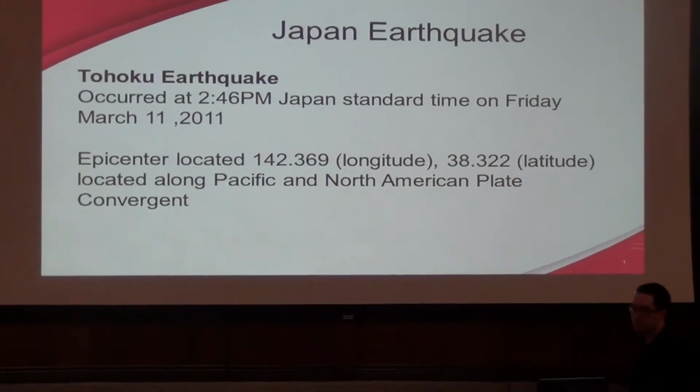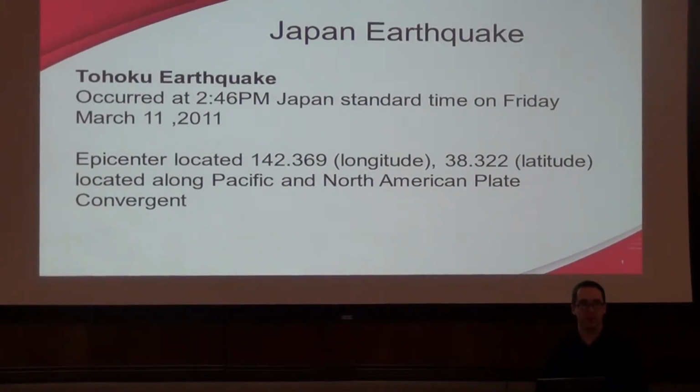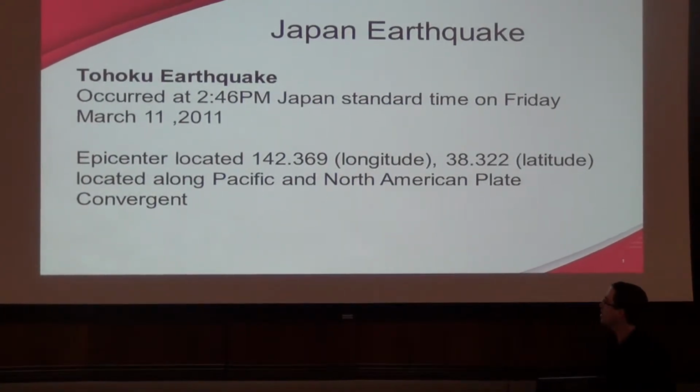This is some information about the Japan earthquake that I actually used. It's called the Tohoku earthquake. It occurred at 2:46 p.m. Japan Standard Time on Friday. The center is located between the Pacific and North American plates. It's also a convergent earthquake.